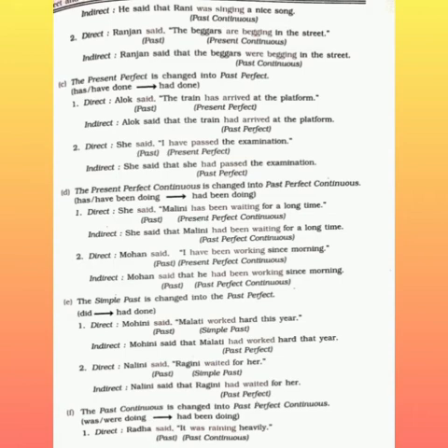Now the present perfect continuous is changed into past perfect continuous. Has or have been doing will be changed to had been doing. She said, Malini has been waiting for a long time. This is a sentence of direct speech in the present perfect continuous tense. When we convert it into indirect speech, the sentence will become, she said that Malini had been waiting for a long time.